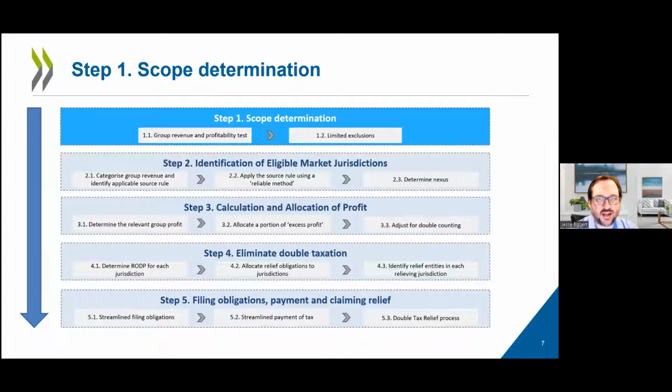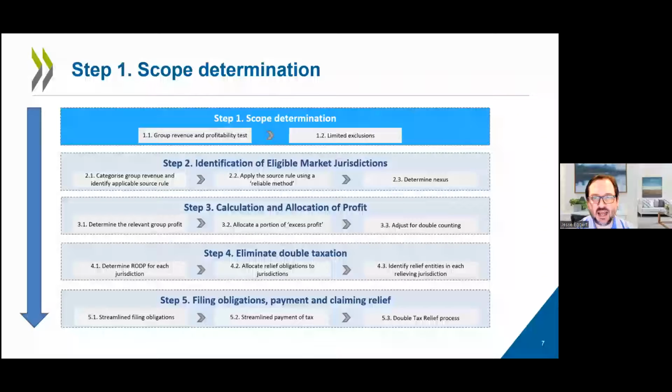Thank you very much, Eric, and hi, everyone. We'll start by talking through step one of the process, the scope determination. In most cases, determining whether an MNE is in scope is done by applying a group revenue and profitability test. But there are a few limited exclusions from scope for particular types of activities that will either take groups out of scope or change how Amount A applies to them. And we'll talk through those as well.